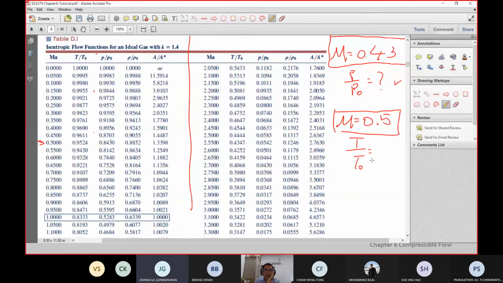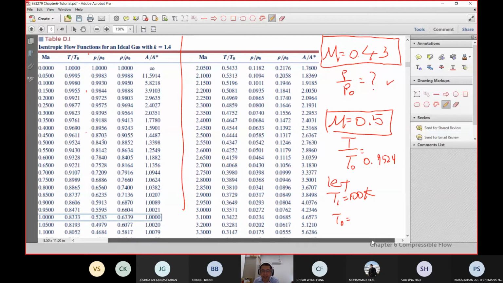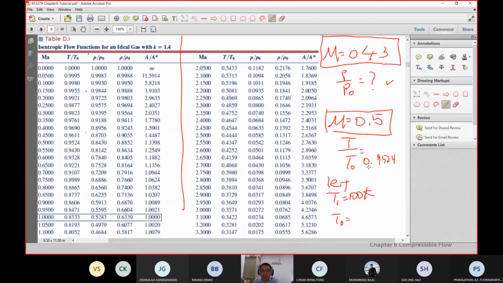If your answer is 0.9524, right, let your temperature at point 1 be 100 Kelvin. What is the stagnation temperature at this point, at point 1? You already have the ratio 0.9524. What is the value?